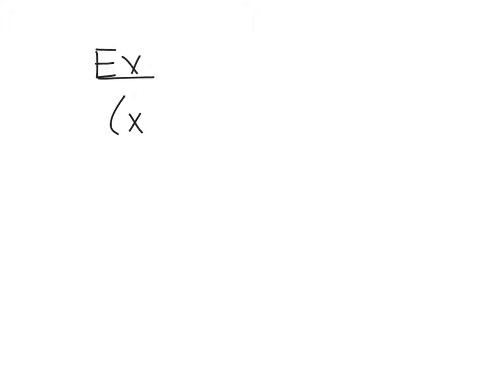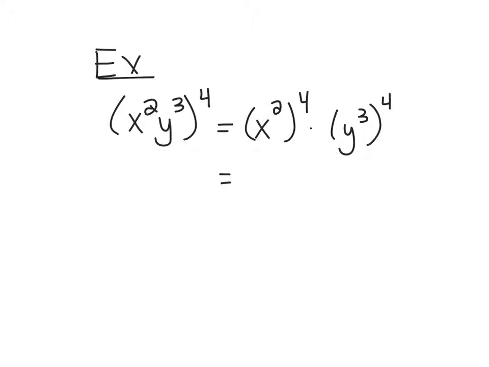Let's say we had x squared y cubed to the 4th. So this requires both the power to power and product to power. So first I'm going to apply the product to power, which just says I'm going to apply that 4th power to each thing. And then I'm going to apply the power to power where I multiply the exponents. So here I'm going to do 2 times 4 and get x to the 8th multiplied by, and for the y's, 3 times 4 is 12. You don't have to write it with the multiplication, but you can just leave it how it was. So x to the 8th multiplied by y to the 12th.